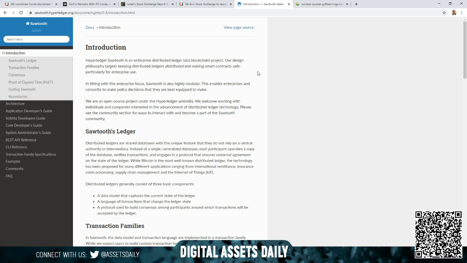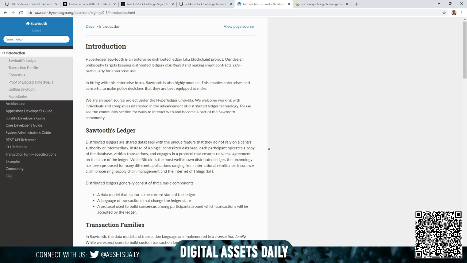And fitting with this enterprise focus, Sawtooth is also highly modular. This enables enterprises and consortia to make policy decisions that they are best equipped to make. And we are an open source project under the Hyperledger umbrella, and we welcome working with individuals and companies interested in the advancement of distributed ledger technology. Please see the community section for ways to interact and become a part of the Sawtooth community.